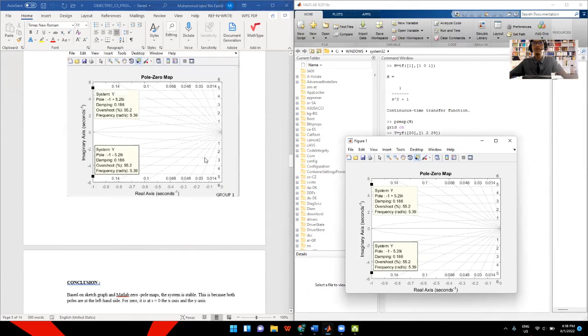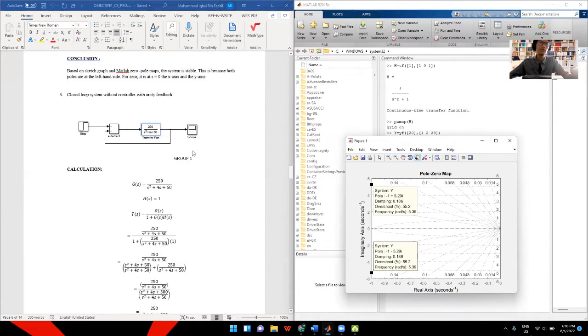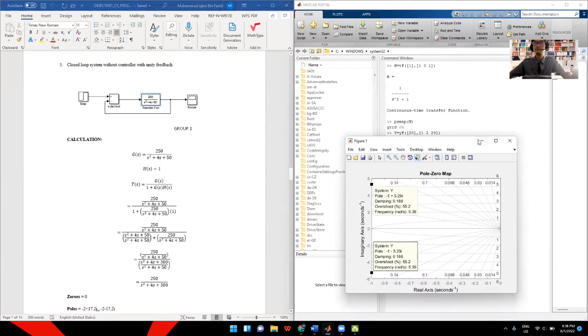So the conclusion for this system is the system is stable. This is because both poles are on the left hand side, this and this. And for the zeros, it is 0 as it is at S equal to 0, the x-axis and y-axis. We move to the third circuit.